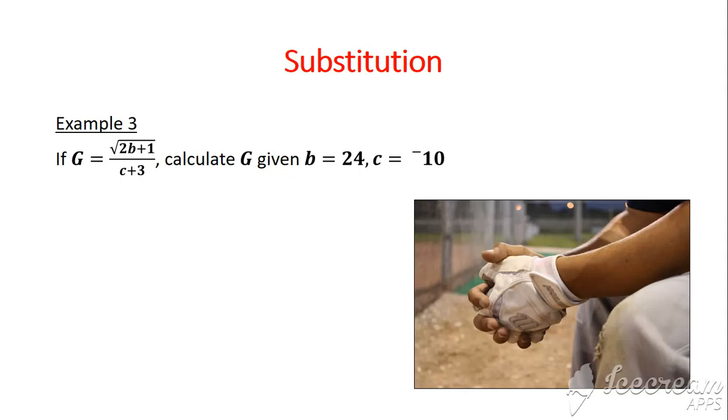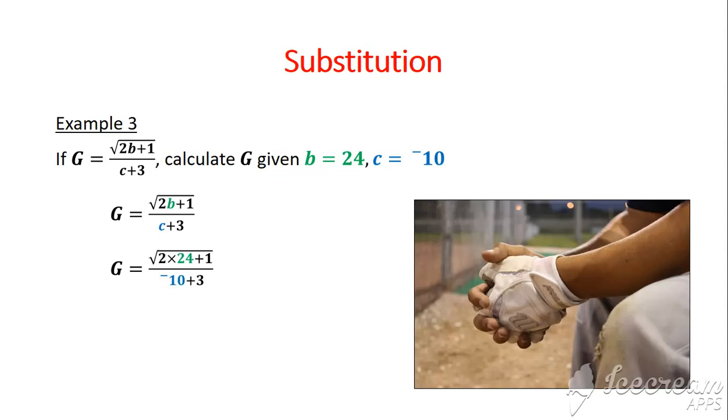All right, our last example is this one. If G is equal to the square root of 2B plus 1, all divided by C plus 3, we need to calculate what G is given the value of B is 24 and the value of C is negative 10. All right, so here's our rule. G is equal to square root of 2B plus 1 divided by C plus 3.